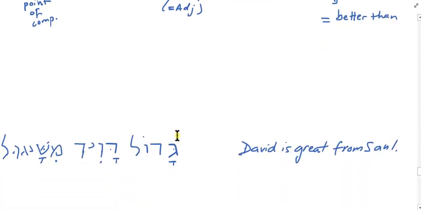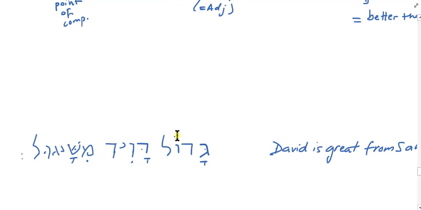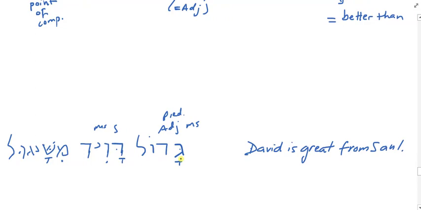Let's take a look at this example. I have gadol David mishaul. Great is David. Again, this is my adjective, and it is masculine singular. It precedes the noun David, which is masculine and singular. And so David is the subject, and this adjective is a predicate use. So I would translate just these two words together, gadol David, as David is great. But now I have mishaul, from Saul, min preposition attached to Saul.